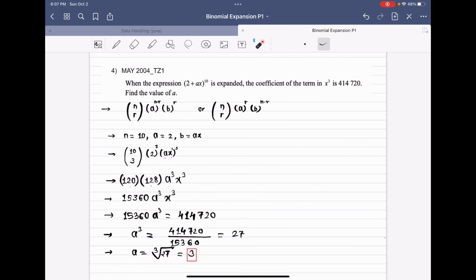I want to find out a cube. Isolate a cube by dividing both sides by 15360. So 414720 divided by 15360, you will get on a calculator 27. A cube is 27, so a is equal to the cube root of 27. Cube root of 27 is 3. So when a is 3, the coefficient of x cube is 414720 in the expansion of this. Thank you.